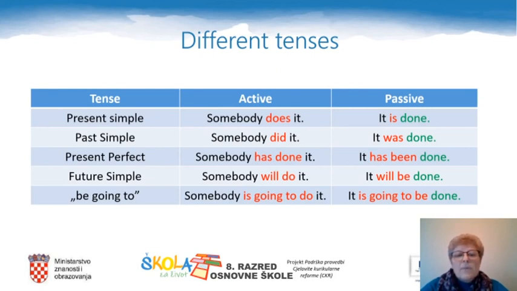So, in past simple, somebody did it. It was done. Present perfect, somebody has done it. It has been done. Future simple, somebody will do it. It will be done. Be going to future. Somebody is going to do it. It is going to be done.